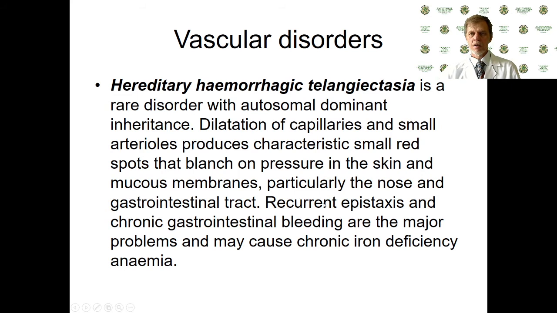Okay, vascular disorders. Hereditary hemorrhagic telangiectasia, Osler disease, is a rare disorder with autosomal dominant inheritance. Dilatation of capillaries and small arterioles produces characteristic small red spots that blanch on pressure in the skin and mucous membranes, particularly the nose and gastrointestinal tract. Recurrent epistaxis, nasal bleeding, and chronic gastrointestinal bleedings are the major problem and may cause chronic iron deficiency anemia.